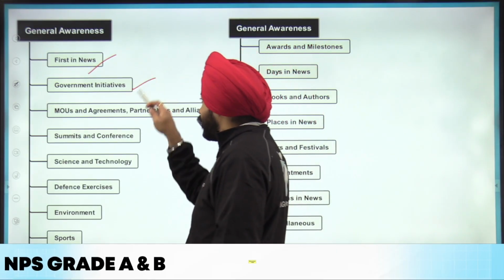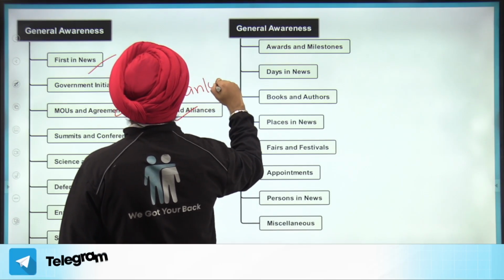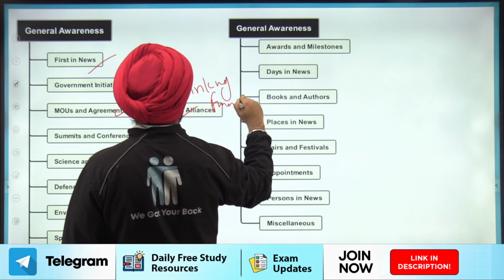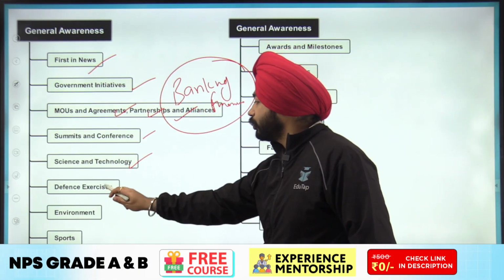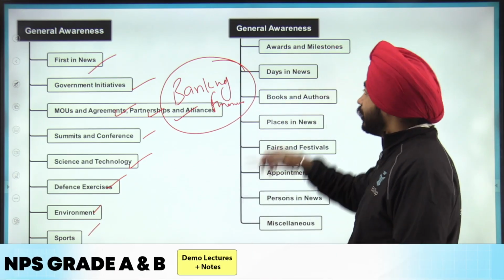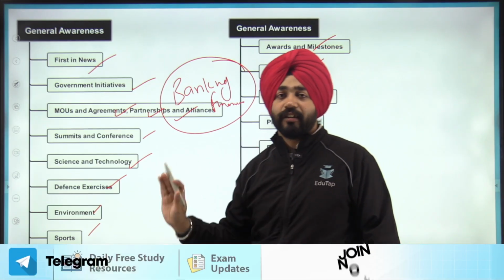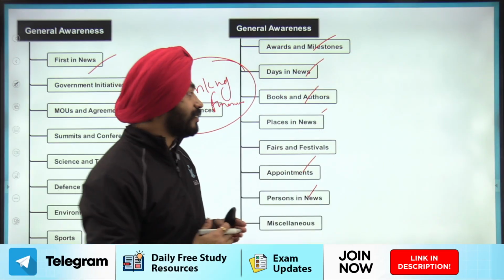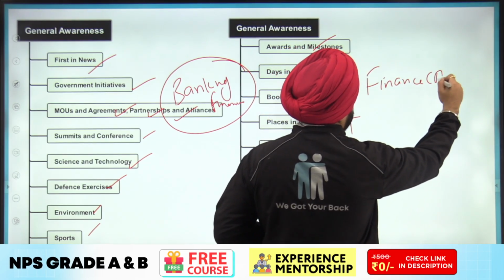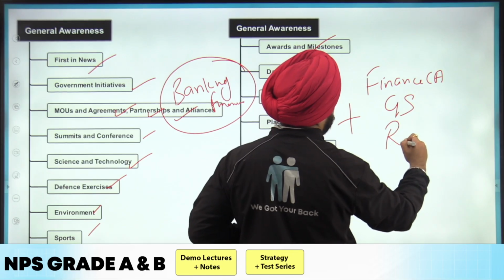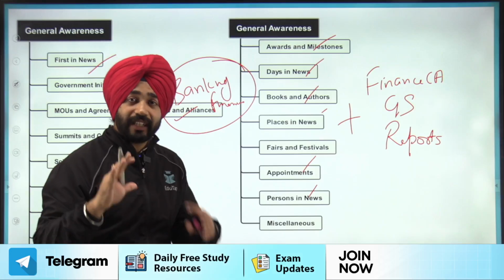Then I would say government initiatives can play a very important role. Agreements, partnerships, alliances. Here, both banking and financial sector related agreements should be covered. Summits and conferences, science and technology, defense exercises, environment, sports. Then we have awards, days, books and authors, places, appointments, persons. Other than that, what you can add here is finance current affairs, government schemes and reports.